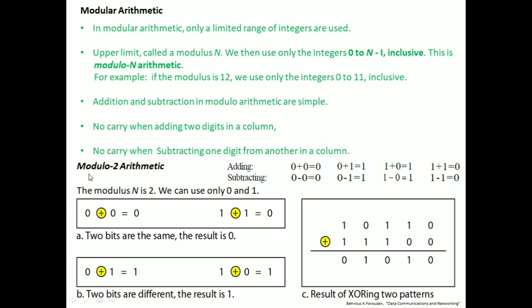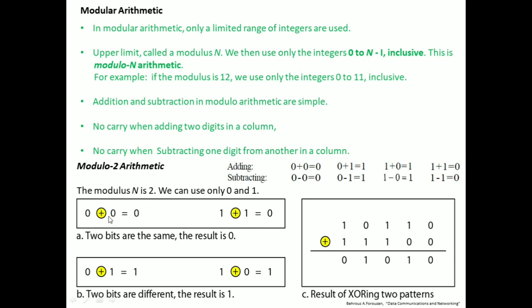Let us say that we are using modulo 2 arithmetic. When we are using modulo 2 arithmetic, how many numbers can we use? Only 0 to 2 minus 1, that is 0 to 1. 0 to 1 means only 0 and 1. So when modulus n is 2, we can use only 0 and 1. According to this, we are going to do all the computations like this.